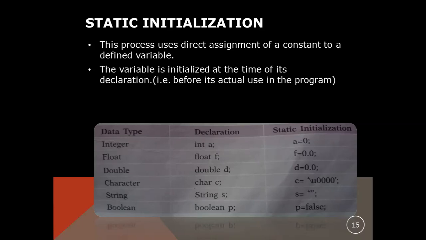Now from this table, you have to learn the static initialization or the default initialization of all the different data types. For integer, static initialization will be 0. For float and double, it will be 0.0. For character and string and boolean, we have different types of initialization. These initializations you have to learn because a question can also be asked like what is the static or the default initialization for a character. Then the answer required is c is equal to, in single quotes, backslash u 0000. So this table you have to learn by heart, the static initialization for different data types.